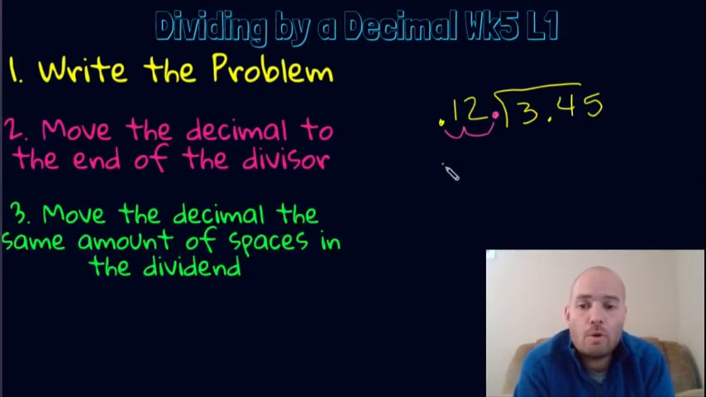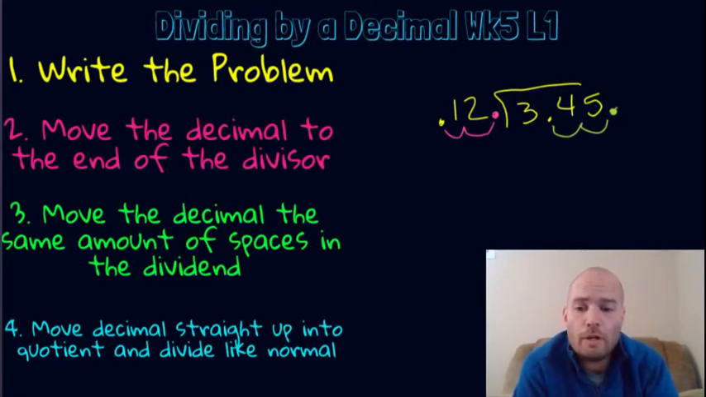Step 3, we're going to move the decimal the same amount of places in the dividend. So we moved it 1, 2 here. So in the dividend, we're going to move it 1, 2 as well, and move the decimal here. It doesn't necessarily go to the end. It goes the same amount of spaces that it did in the divisor as in the dividend. So we move them both the same amount of spaces.